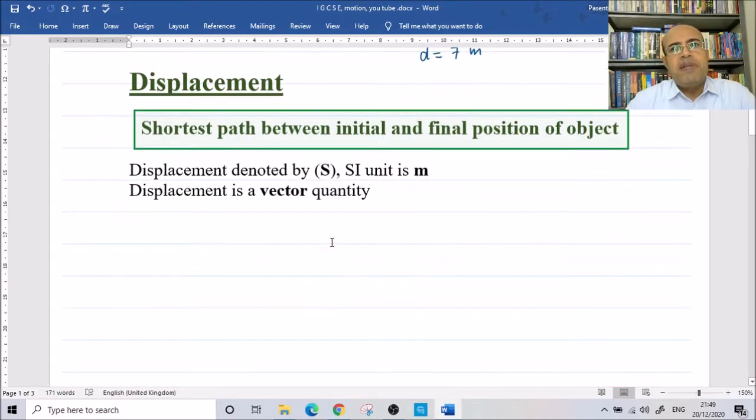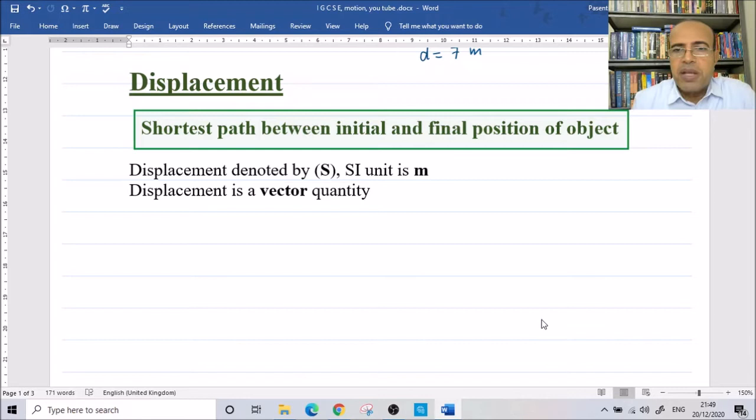What about the displacement? The displacement is the shortest path between the initial and the final position of the object. So we have initial and final. The displacement has direction. So the displacement is a vector quantity. Displacement is denoted by capital S, and the SI unit of displacement is meter.